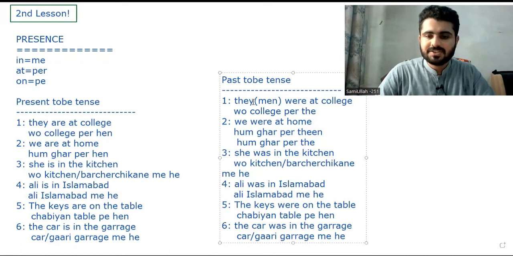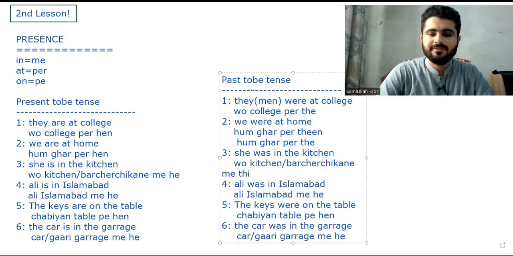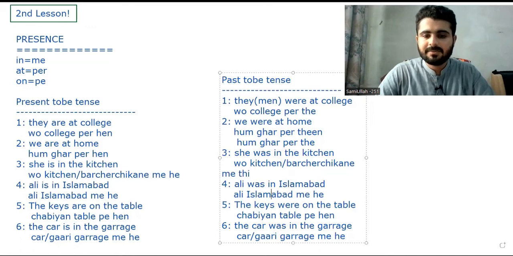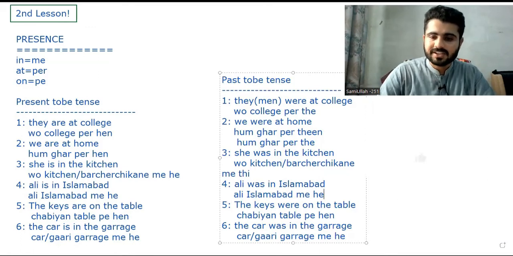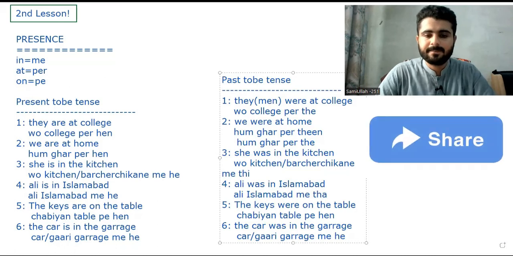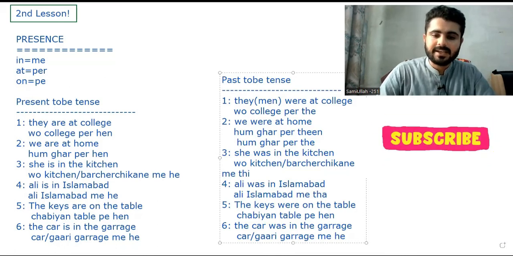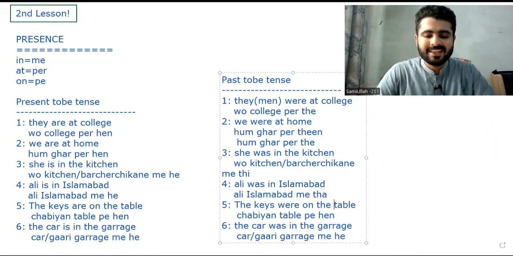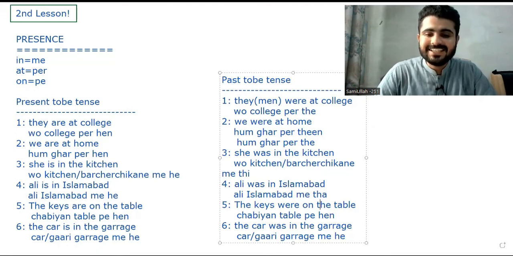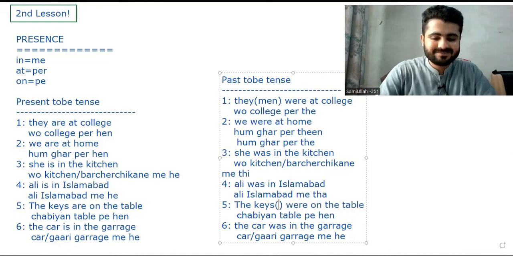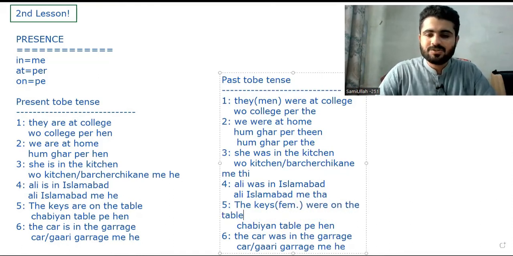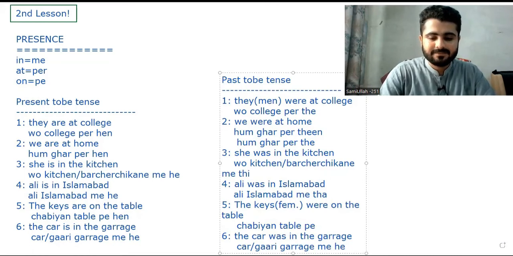She was in the kitchen, and for a single male: Ali was in Islamabad. For a single male, "was" is equivalent to "tha". The keys were on the table. Like humans, non-living things also have gender. Keys are taken as feminine. So keys are taken as feminine. We are talking about multiple keys, meaning multiple feminine. So "chabiyan table pe thi" for multiple feminine.